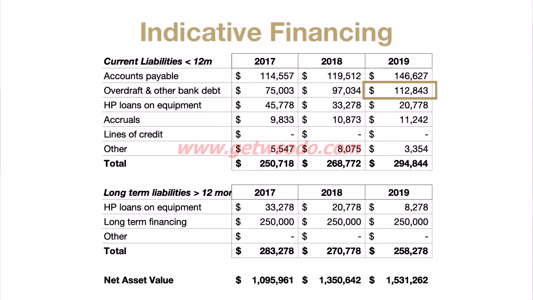That's almost $113,000. And we adjust for the outstanding amount or hire purchase loans on the equipment, both the short term, $20,778, and the long term, $8,278. And there's also a $250,000 long-term financing note that we definitely need to adjust for as well if we're inheriting it. So all total, the debt that we're going to assume is going to be $391,899.